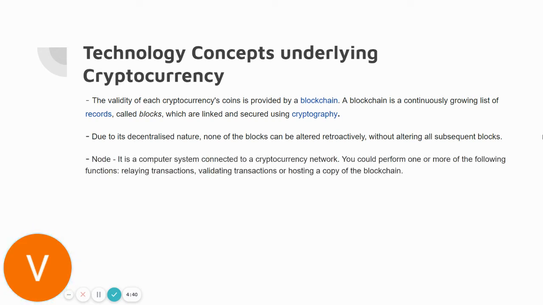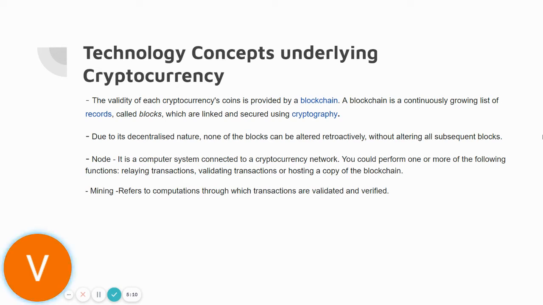The next part of this technology infra is a node. Node is nothing but a computer system that is connected to a cryptocurrency network. And these nodes come together to make this decentralized distributed network workable. Any node in that cryptocurrency network could perform multiple functions. It could be relaying transactions, it could be validating transactions, or it could be hosting a copy of the blockchain. And nodes can perform multiple or all of these functions as well.